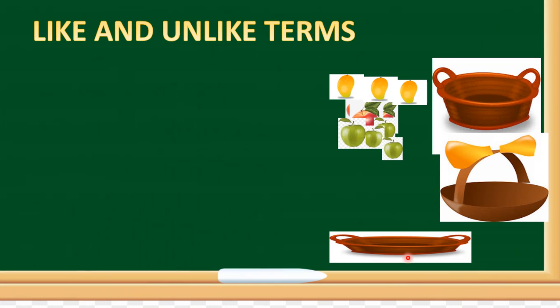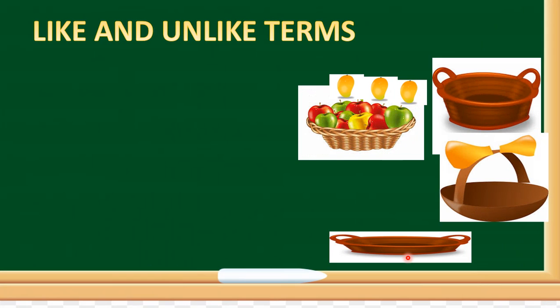Now the concept of like and unlike terms. Let us understand this by an example. If your father goes to the market and brings fruits like red apples, green apples and mangoes, and when he comes home he asks you to separate all the fruits into different baskets, so what will you do?